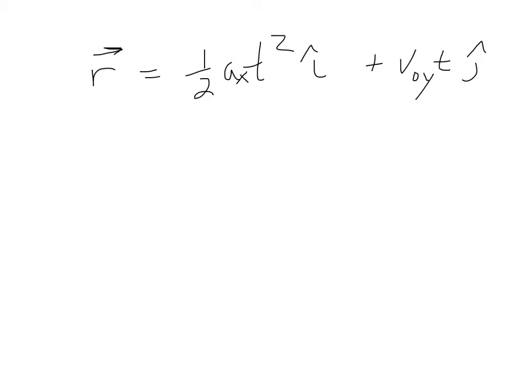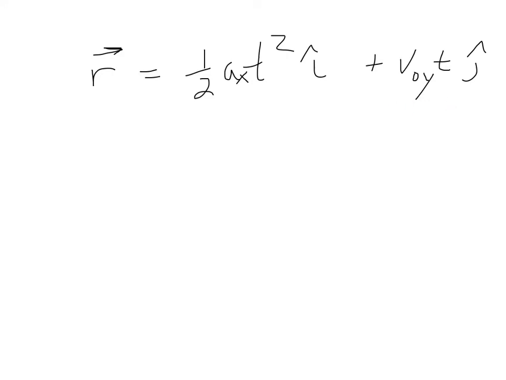I've chosen some familiar equations for x position. This is just the position of something that is accelerating with an acceleration a sub x. 1/2 at squared, remember, is the constant acceleration motion in the x direction. But notice in the y direction, I just have constant velocity. This is v naught y, and there's no acceleration term. So this equation represents the motion of an object that is accelerating in the x direction, but moving with constant velocity in the y direction.